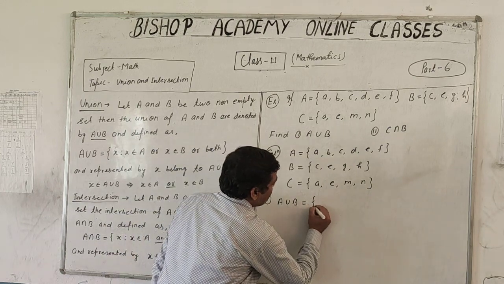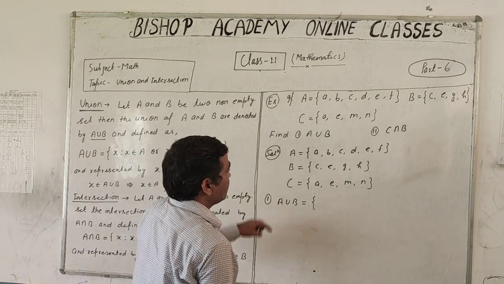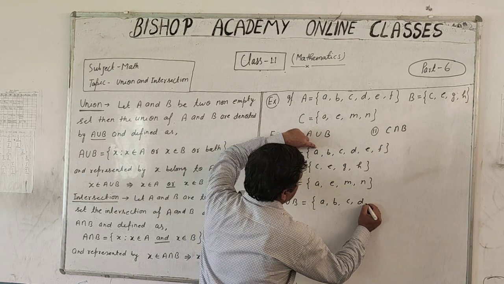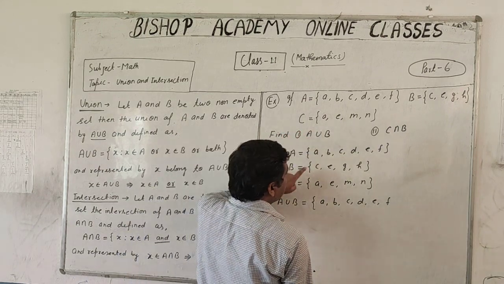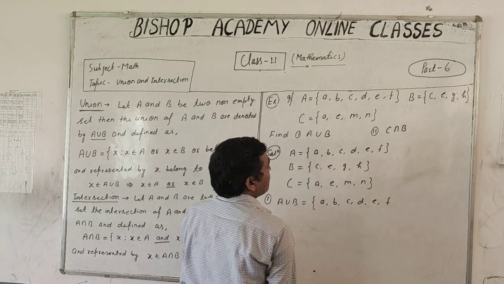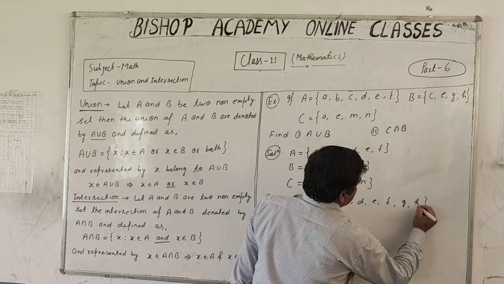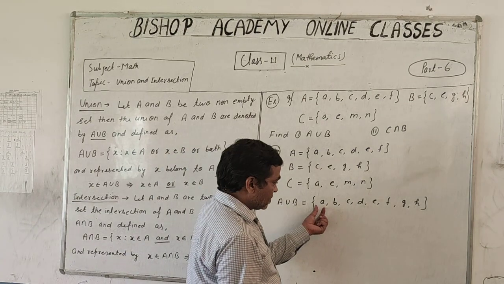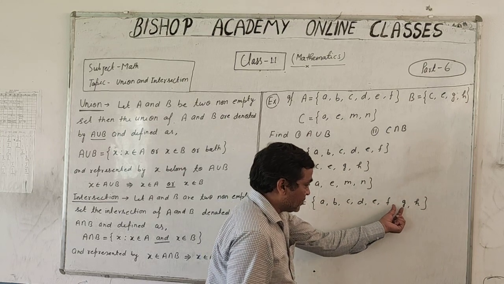equals all elements of sets A and B. Set A is A, B, C, D, E, F and set B contains C, E. Two elements are common, then two elements G and H are added. Hence, the value of A union B equals the set A, B, C, D, E, F, G and H.